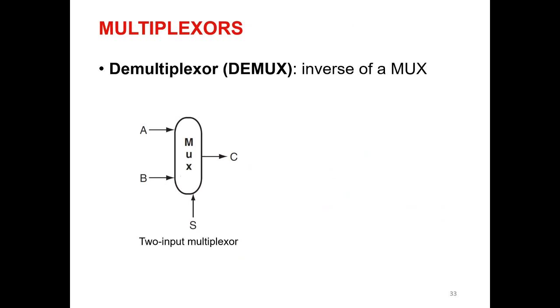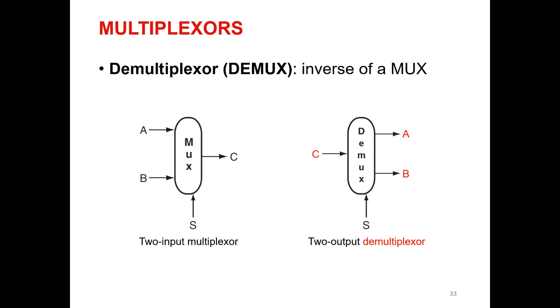Then now we have the inverse of the multiplexor. In this case, it's similar to the decoder and the encoder. So if we have a two-input multiplexor, A, B, and with one selector S, the output will be C. The inverse is what we call the demultiplexor, which has an input C, and depending on the value of the selector, selects output A or output B. Okay, makes sense?